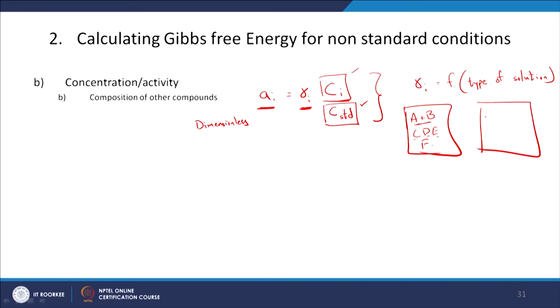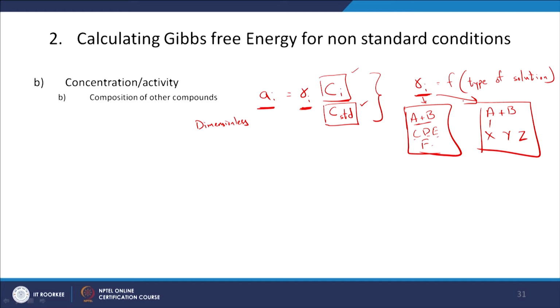And in another solution, let us say I have A reacting with B, and now let us say I have X, Y and Z compounds. So I am now concerned about what are the interactions between X, A, Y, B, YA, ZA, ZB and so on. So what I am trying to hammer home is that this activity coefficient varies from solution to solution, right.